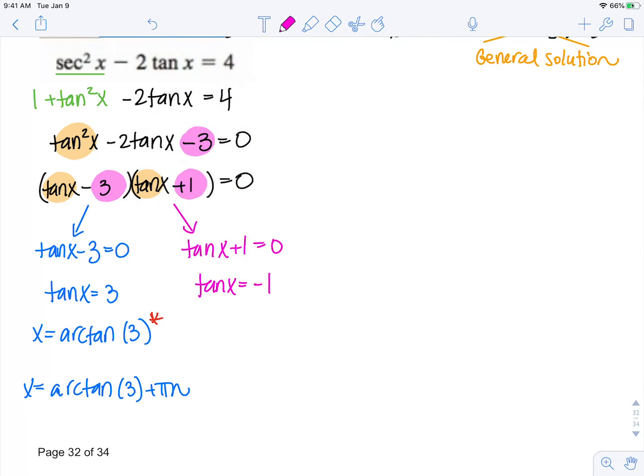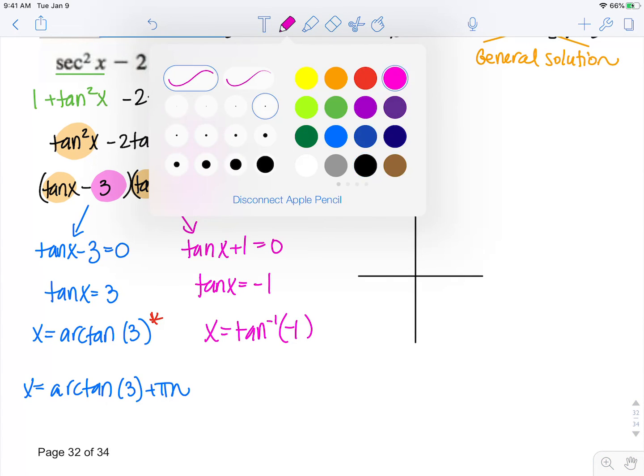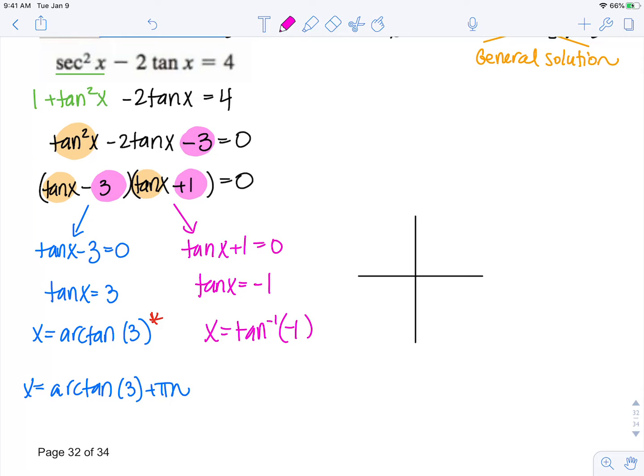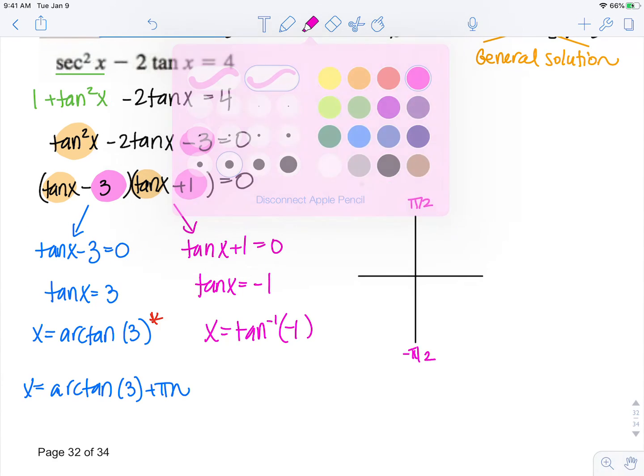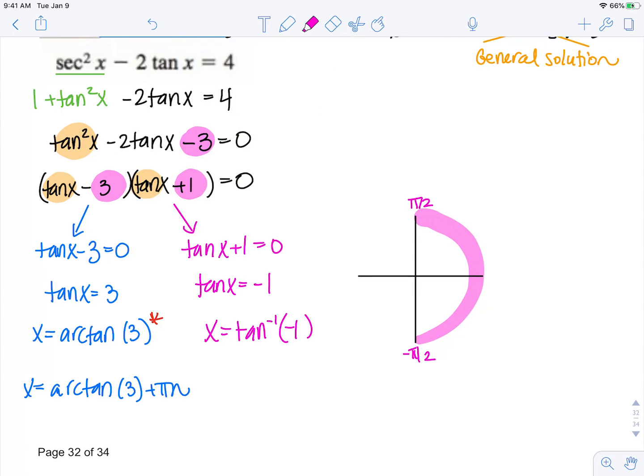So now for this one, inverse tangent, x equals inverse tangent of negative 1. Now, we do know this one by heart. We should think about inverse tangent. When we're looking forward in our unit circle, we go from negative pi over 2 to pi over 2, which, remember, is the right side of that unit circle.